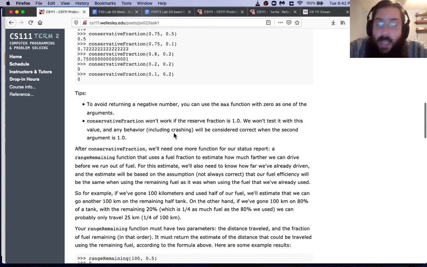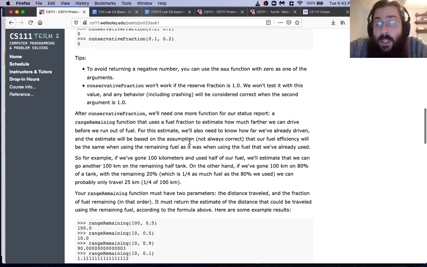Okay, the tips here, as I already sort of covered: to avoid returning a negative number, which you have to do, you can use the max function with 0 as one of the arguments. And also, conservative fraction won't work if the reserve fraction is 1.0. If you try to say, oh, I want to reserve the whole tank, right? Because then there's no room between the top of the reserve and the top of the tank to measure where you are in there. So that's another invalid input. We're not going to test with that input. You don't have to worry about what happens with that input.